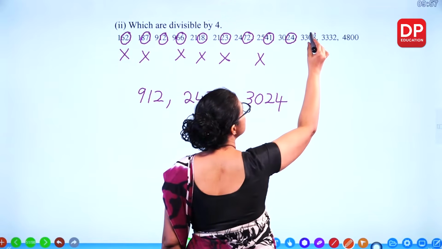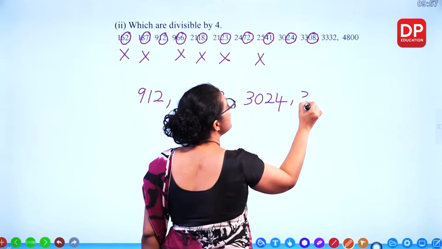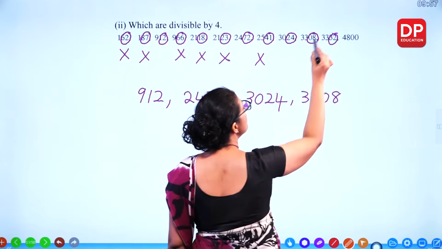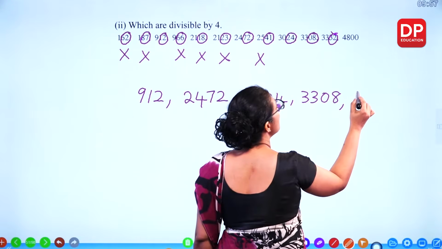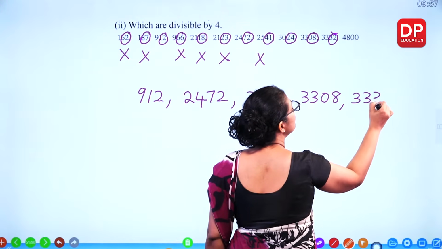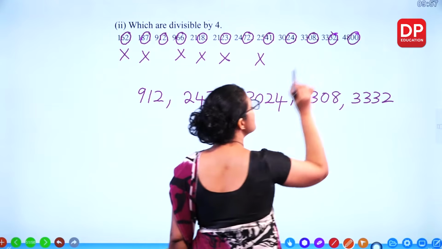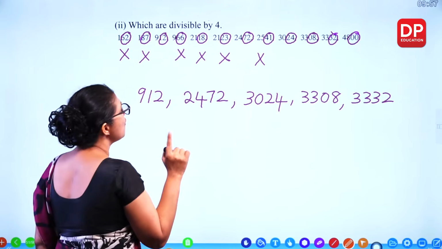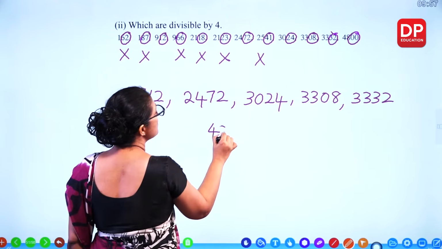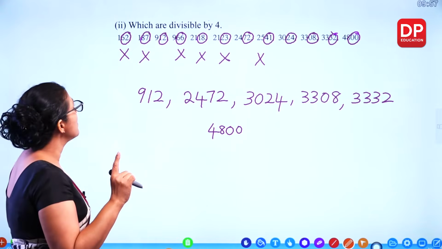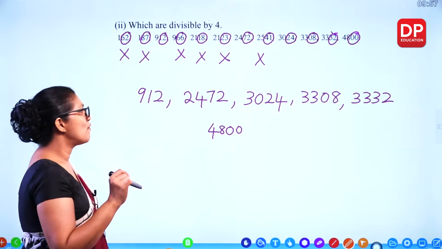08. Yes, divisible by 4. 32. Yes, it's divisible by 4. 4,800. Yes, when you get 0, it's divisible by 4. So the other number divisible by 4 is 4,800. So these numbers are divisible by 4.